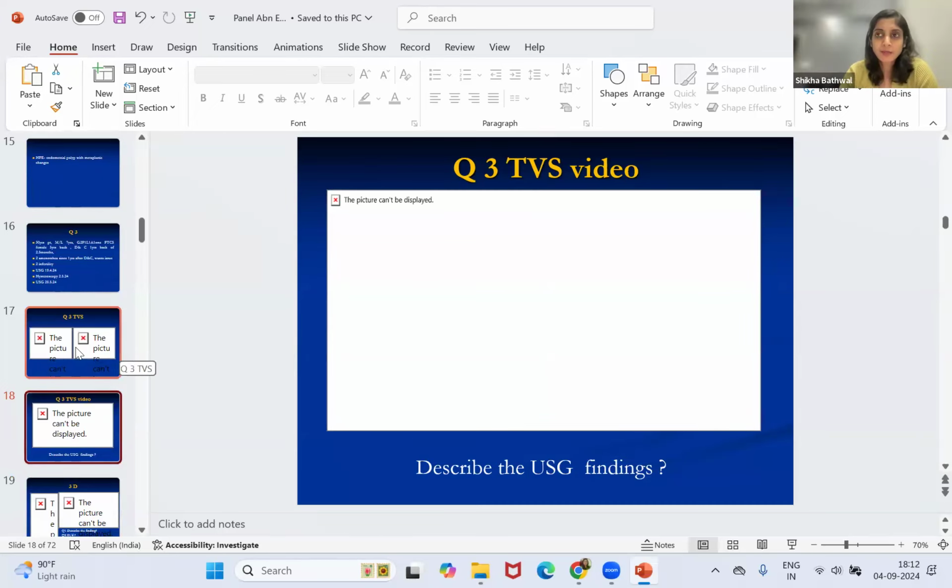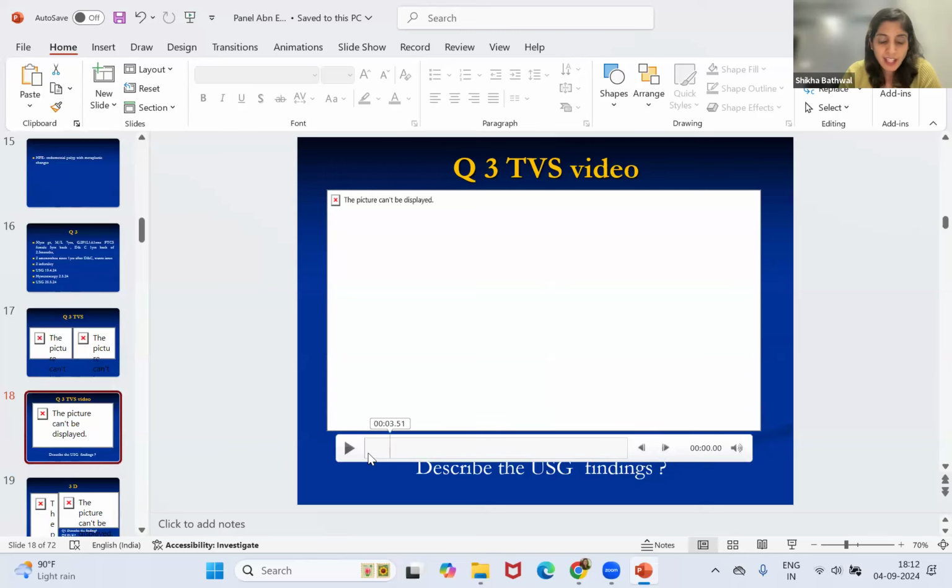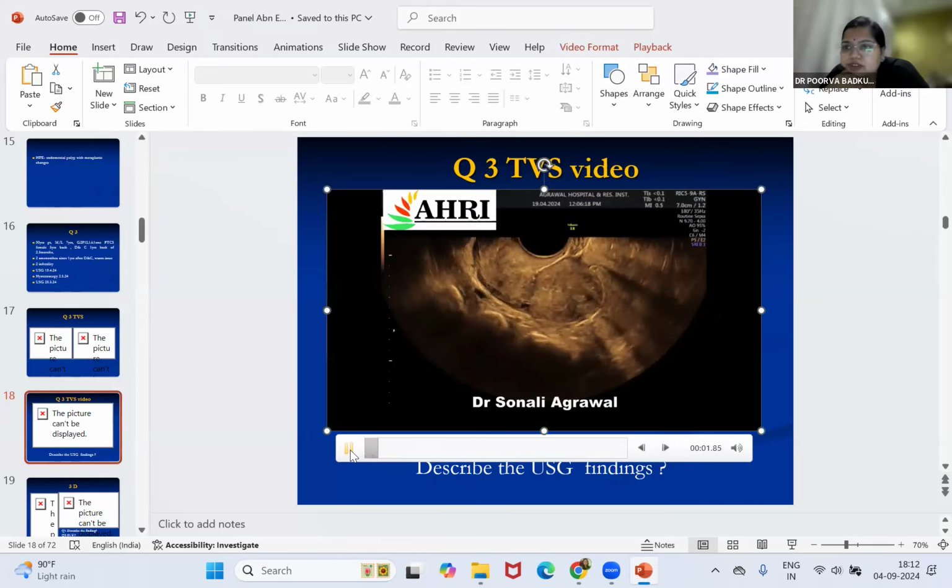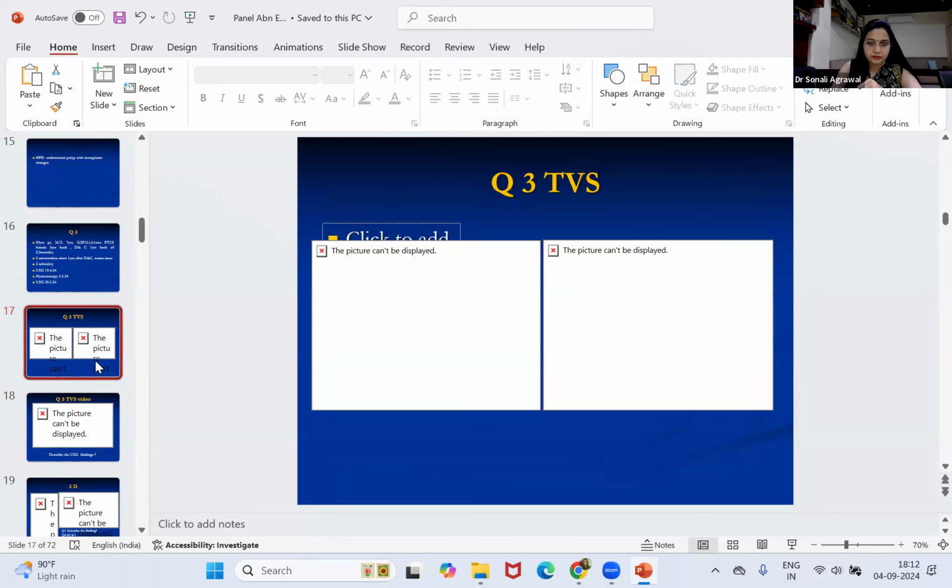I would like to add one small point. In postmenopausal women, if we have a polyp, we have to remove the polyp as well as take an endometrial curettage. Yes, exactly. Curettage is a must here.